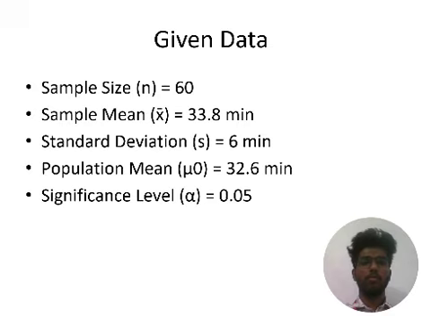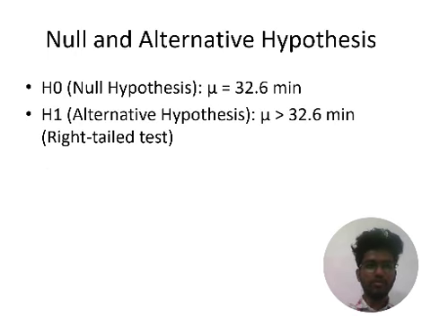In the above problem, what is given: sample size n equals 60, sample mean x bar equals 33.8 minutes, standard deviation s equals 6 minutes, population mean mu naught equals 32.6 minutes, significance level alpha equals 0.05, and the null and alternative hypotheses.